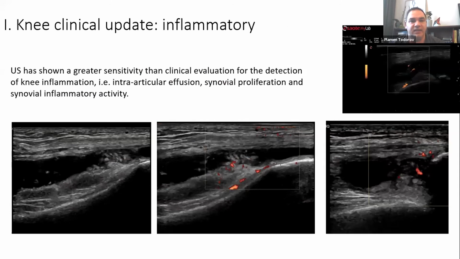Again, the outline is the same. The first clinical update is about the inflammatory conditions that affect the knee, and ultrasound has shown a greater sensitivity than clinical evaluation for detection of knee inflammation, like intra-articular effusion, synovial proliferation, and synovial inflammation activity. You see here on this longitudinal scan of the suprapatellar recess, effusion, and some synovitis, also some Doppler signal, and the same on the third image. And again, the Doppler signal detection is best appreciated dynamically.